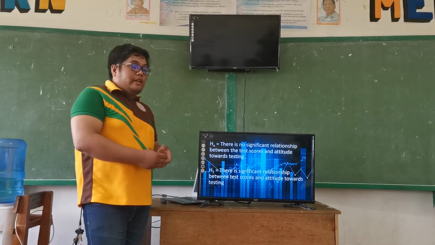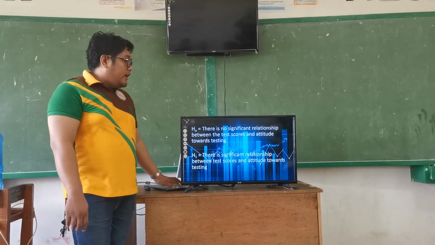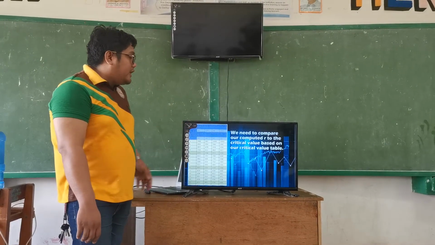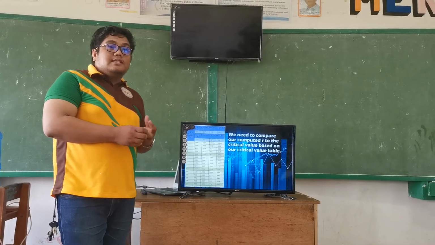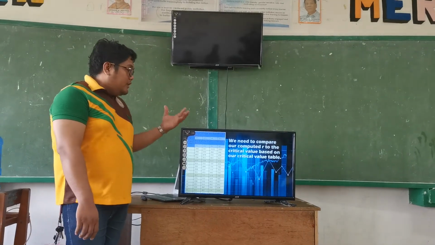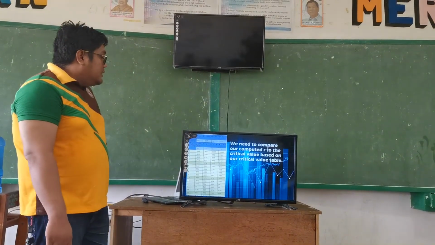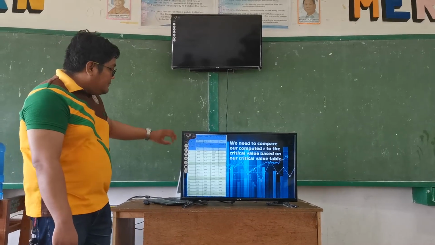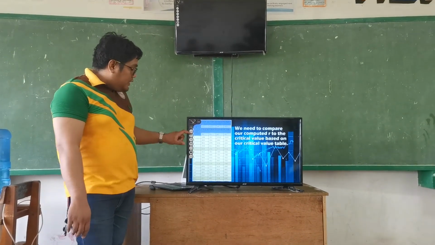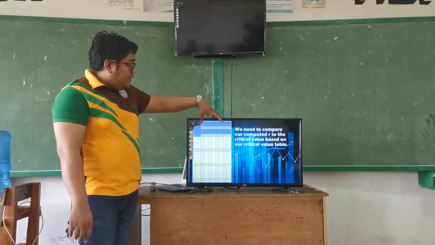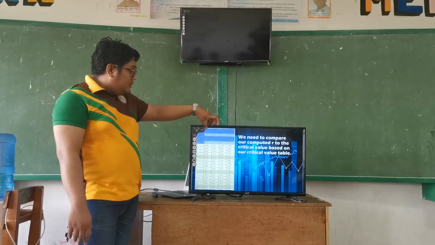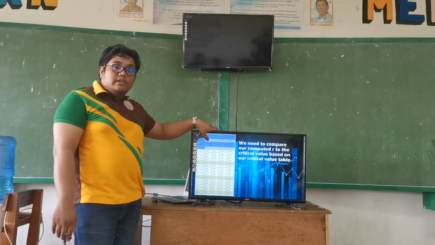So how do we determine if that is significant or not? We are going to use these tables. This is called the critical value table, which is used in a lot of statistical treatments, particularly Pearson r, and then we have other treatments such as the p-value. So here we are just going to get the degree of freedom. So df equals n minus 2. Then match it with the level of significance. For this one, this is a one-tailed test, so that would be at 0.05 for the standard testing.